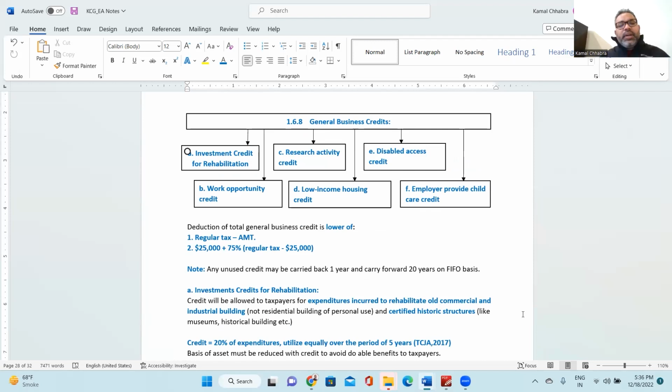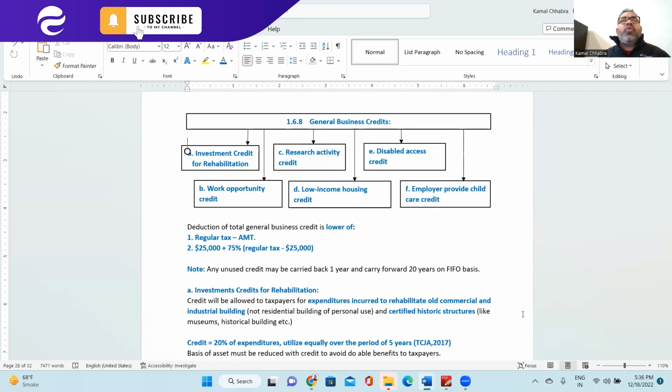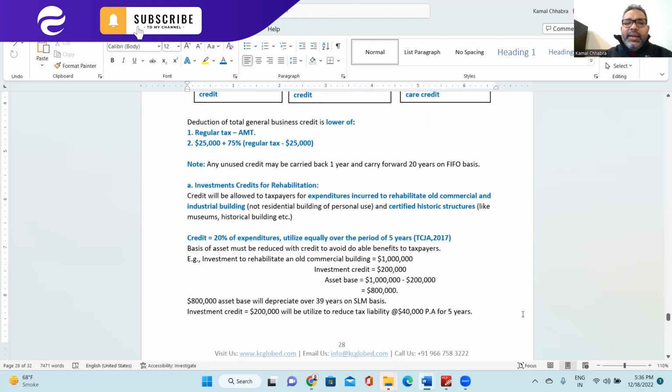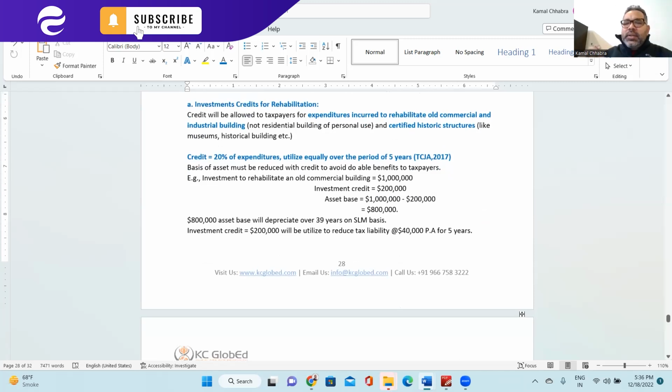First of all, we discussed how much tax credit is available overall, and from that tax credit, how you can utilize it against the current tax payable, and if it is more, how much you can carry forward and how much you can carry back. If you carry back, then you can claim the refund as well, right? This is what we understood so far. Now we are jumping one by one into the respective categories which come under the general business credit.